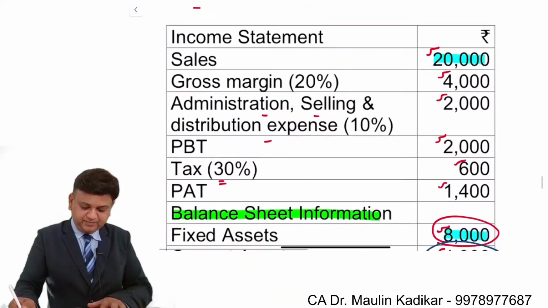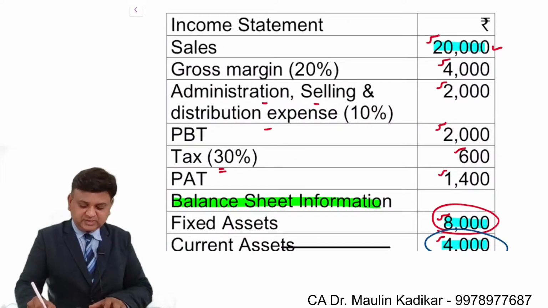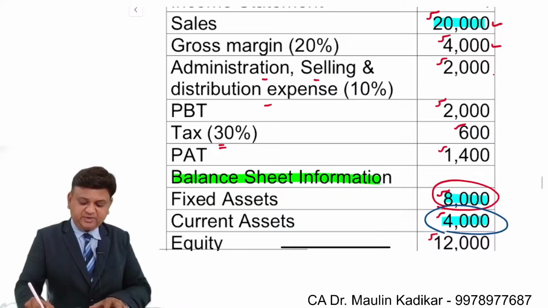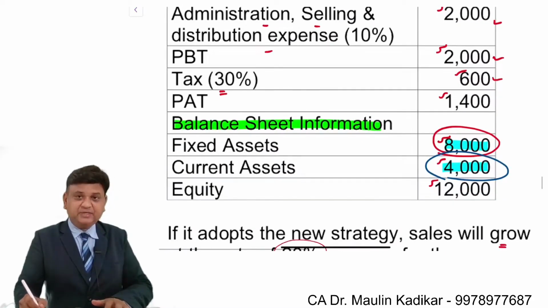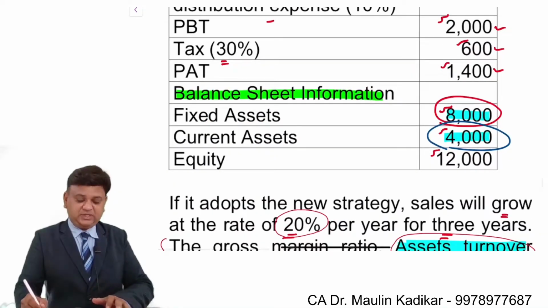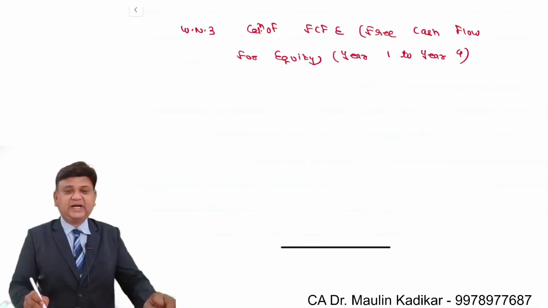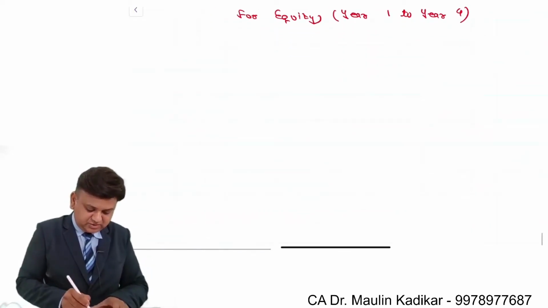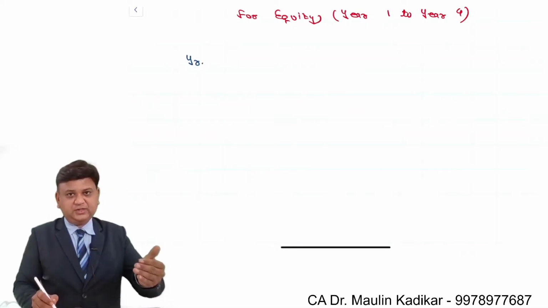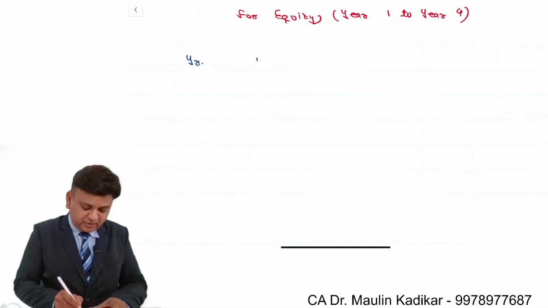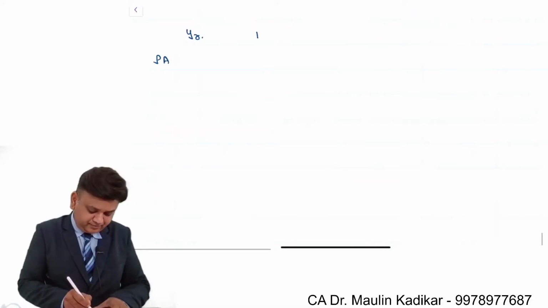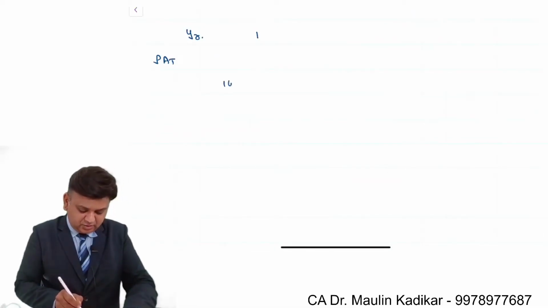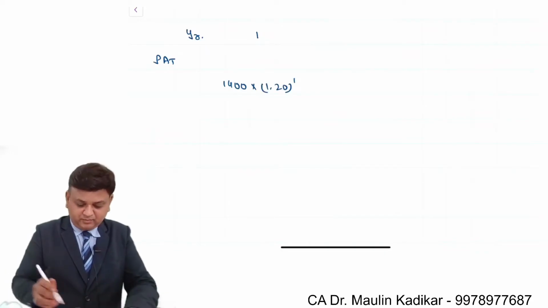Dear students, over here, sales increases. So along with that, the gross margin will also increase. Administration, selling and distribution expense will also increase. So PBT will increase. With that, the income tax liability will increase. So profit after taxes will increase. So what will happen? Profit after taxes will increase at the rate of 20% from end of year 1 to end of year 4. So what will happen, dear students? It is end of year 1 to end of year 3, and fourth year it will become same. So for the first year, listen carefully. Profit after taxes will be taken as 1400 into 1.20 raised to 1. That comes to 1680.